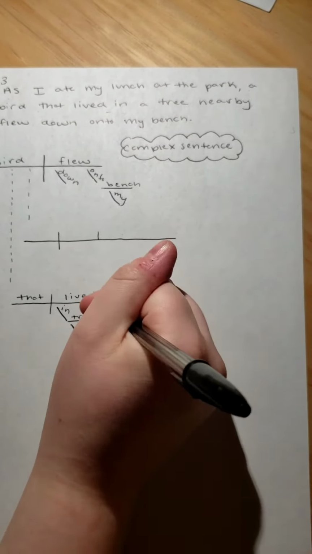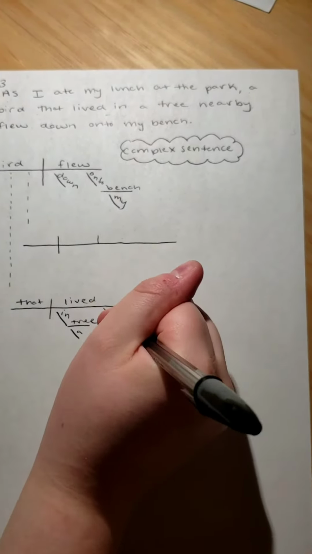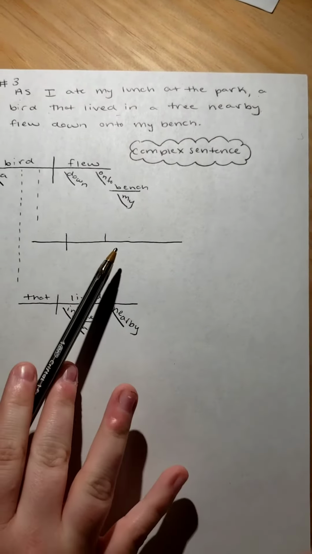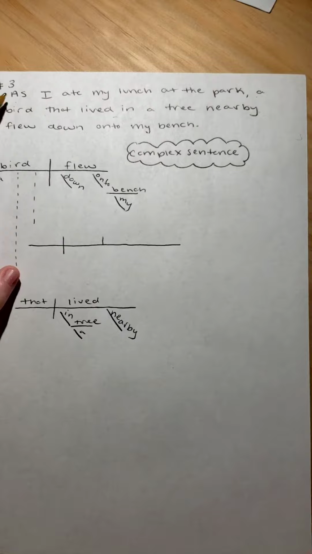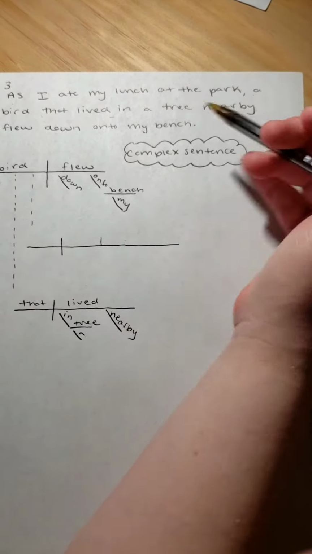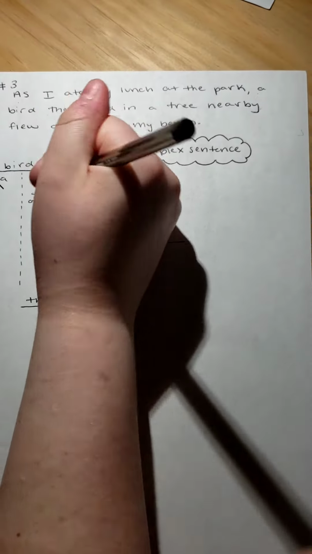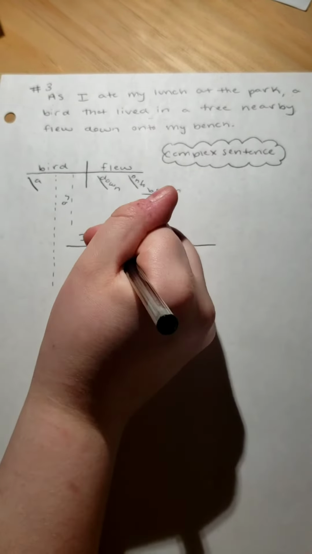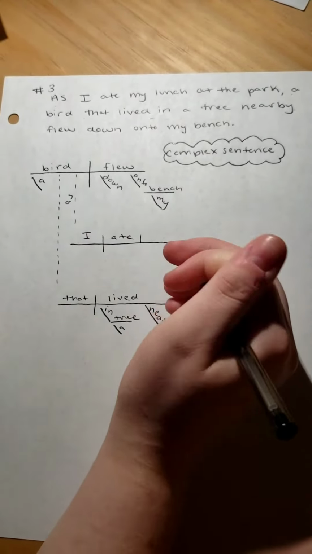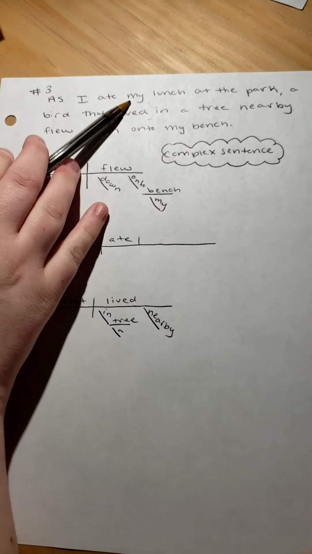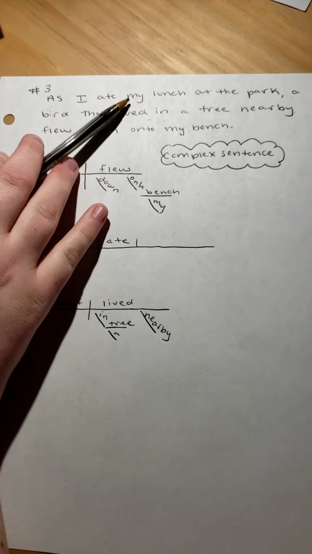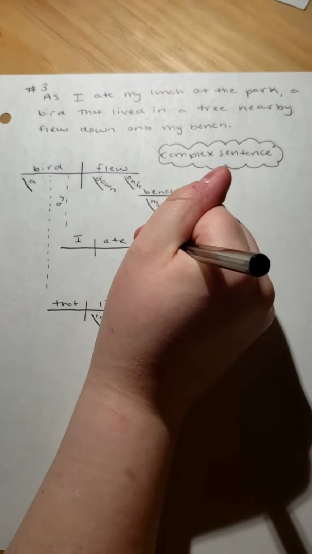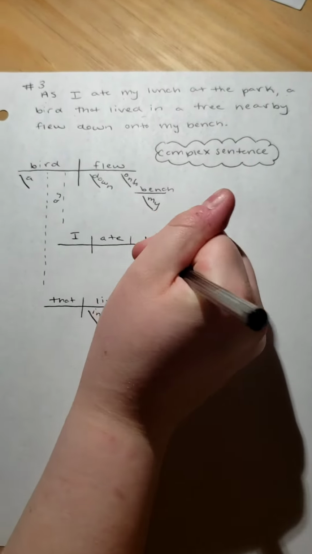Nearby is a modifier, so nearby. Now that all that is done, we're going to move on to the dependent clause. As is our little connector, so it's going to go on the line. I will be the subject. Ate will be our verb. And then my will be a pronoun modifier, so lunch will be our direct object.